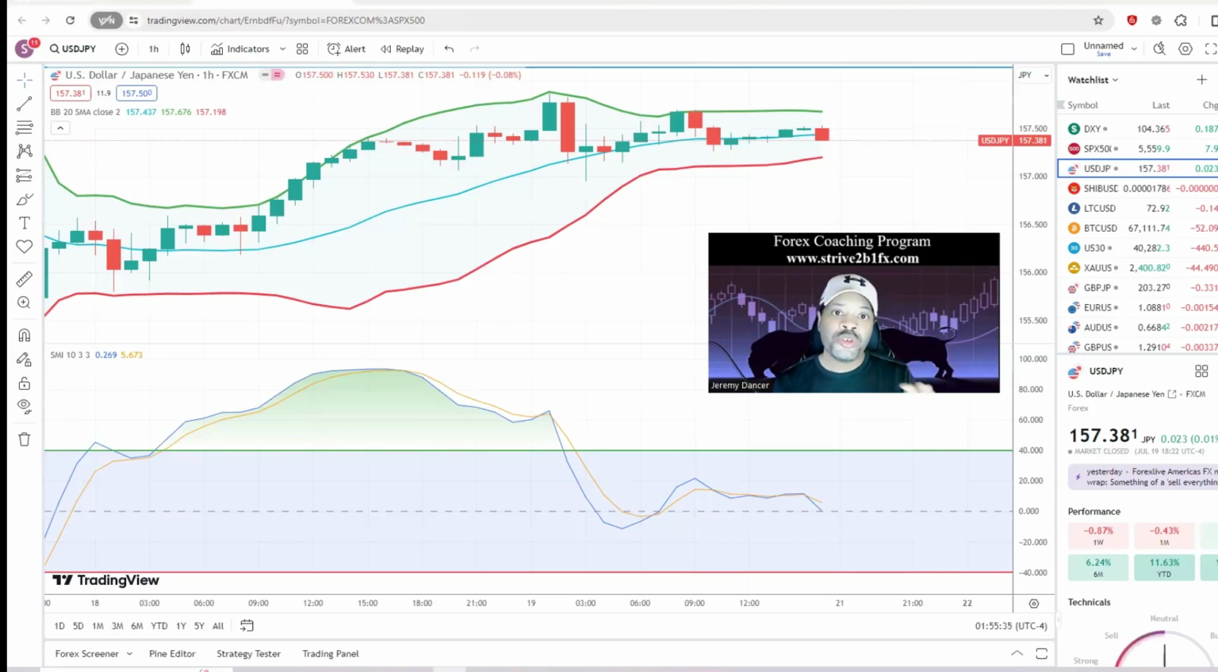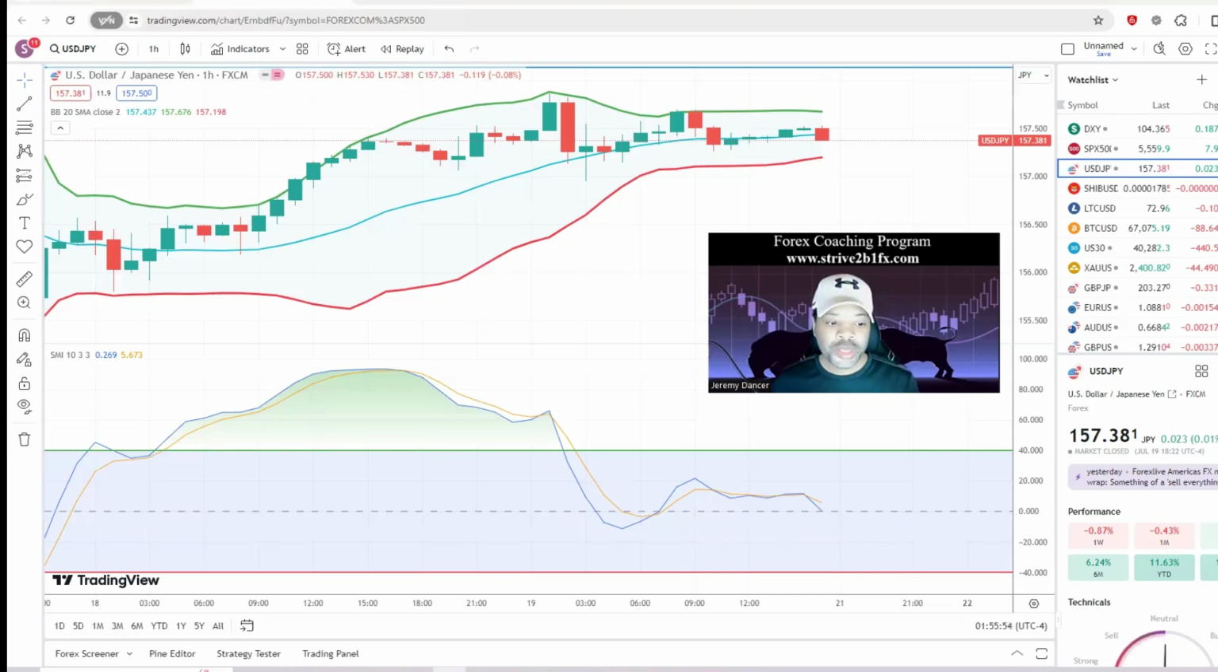So when you choose the session that you want to trade in, most likely that trend is going to be consistent for that session before it reverses. So you have to trade the sessions that work best for you.